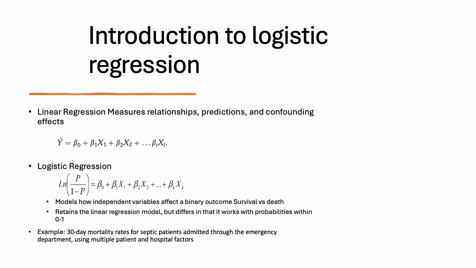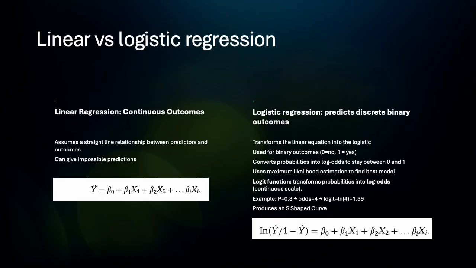So it's going to retain the linear regression model, but it differs in that it works with probabilities between 0 and 1. An example in the textbook was 30-day mortality rates for septic patients admitted through the emergency department using multiple patient and hospital factors.